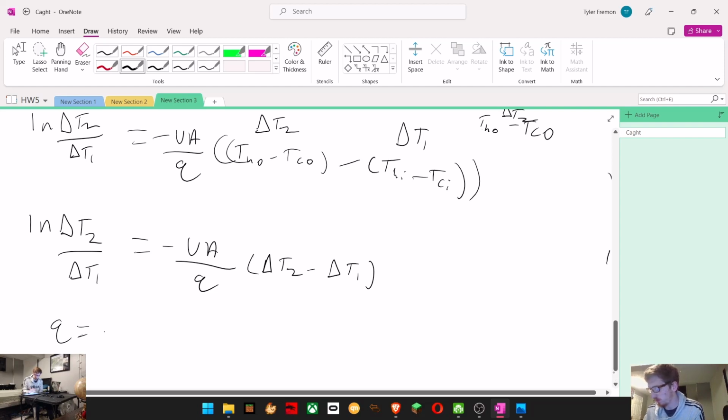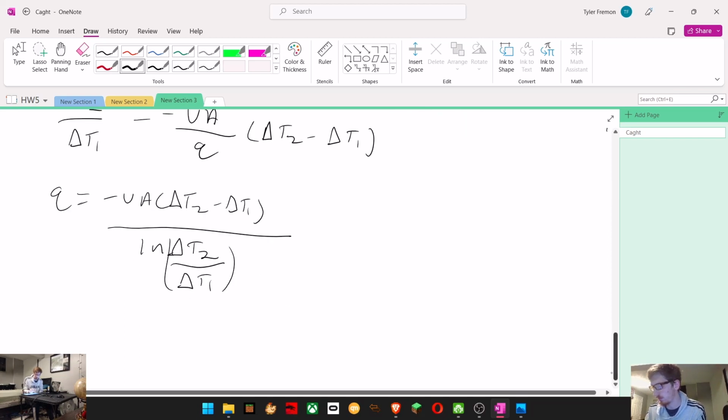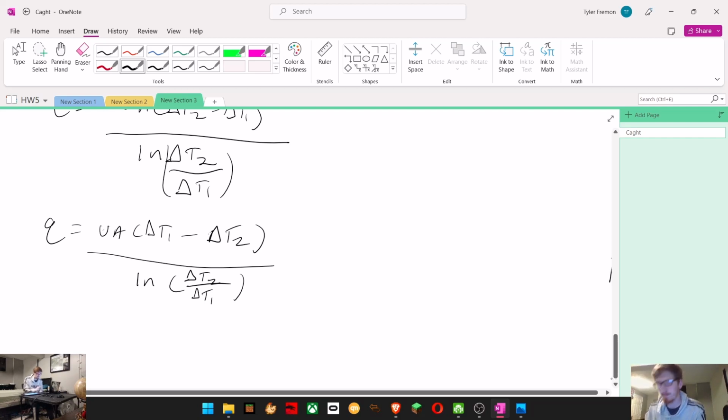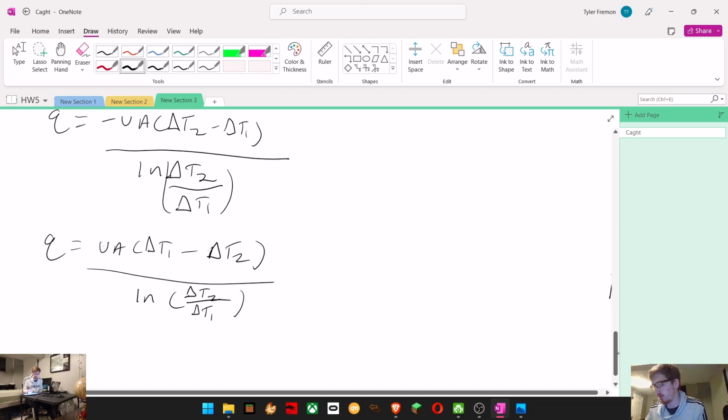So we'll have Q is equal to negative U times A times delta T2 minus delta T1 all over ln of delta T2 over delta T1. And we'll just distribute this negative through. So we have Q is equal to UA delta T2. Sorry, it's going to be delta T1 after we distribute the negative, minus delta T2, all over ln of delta T2 over delta T1. And sorry, I had actually made an error in my sign back up here. So these two are actually flipped. We have delta T2 minus delta T1.